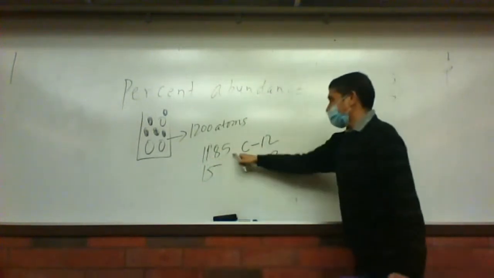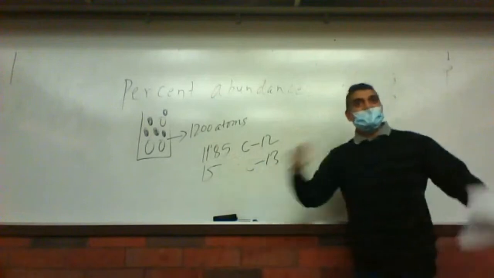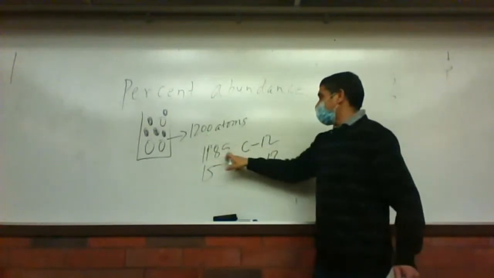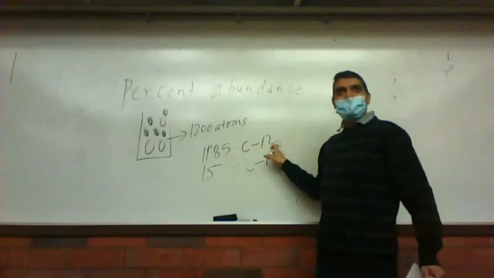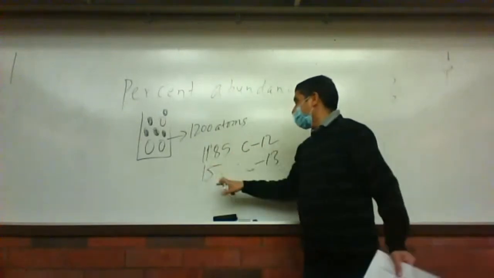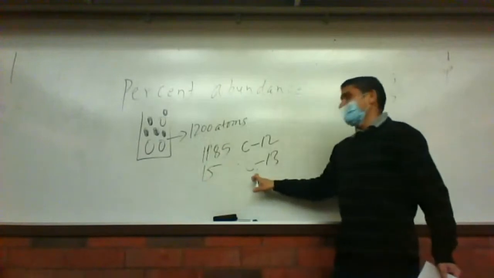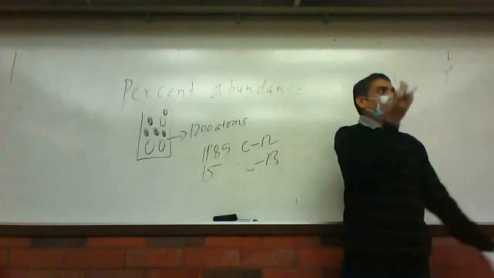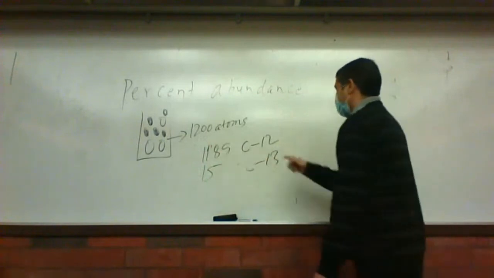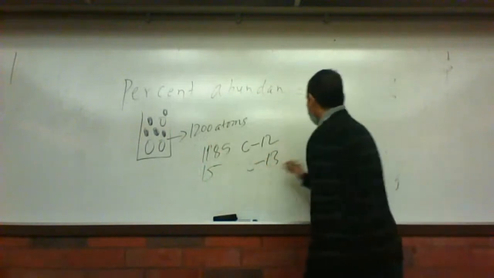So see that in nature, exactly this is what it looks like. If you go into nature and collect 1200 carbon atoms, 1185 have 6 protons and 6 neutrons. But out of those 1200, only 15 have 6 protons and 7 neutrons. Make sense? So what is the percentage abundance of carbon 12 and carbon 13?